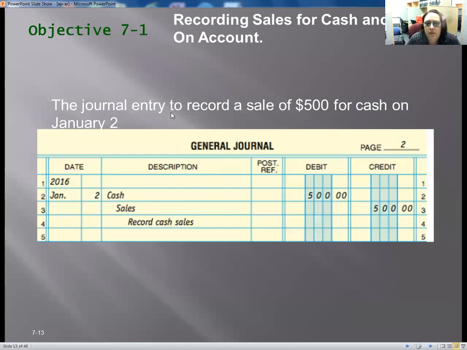All right, journal entry to record a sale of $500 for cash on January 2nd. So we would debit cash and credit sales. And then we do our summary like we went over before. You always got to have your summary, your description of the actual journal entry.